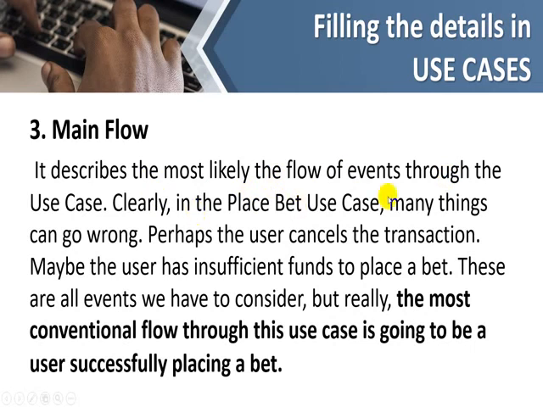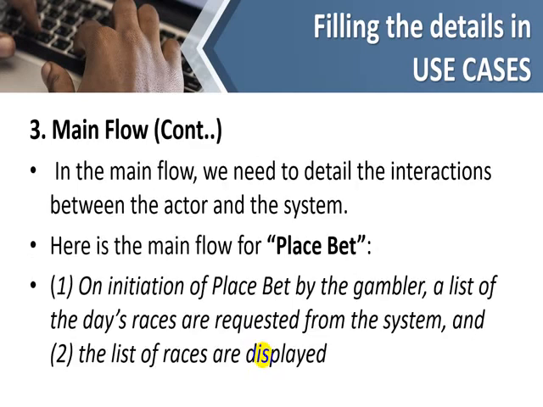Clearly, in the place bet use case, many things can go wrong, right? Perhaps the user cancels the transaction. Maybe the user has insufficient funds to place a bet. These are all events we have to consider, but really, the most conventional flow through this use case is going to be a user successfully placing a bet. So that means the main flow would be the thing that the user wants to do. That is the main flow, in fact. So let's see what the steps can be in the main flow.